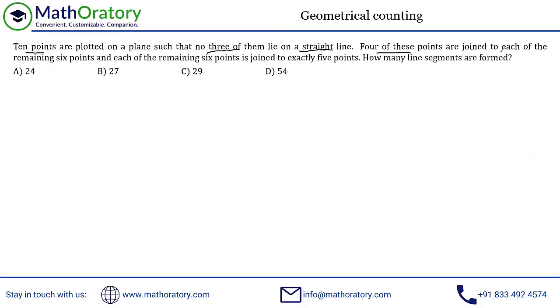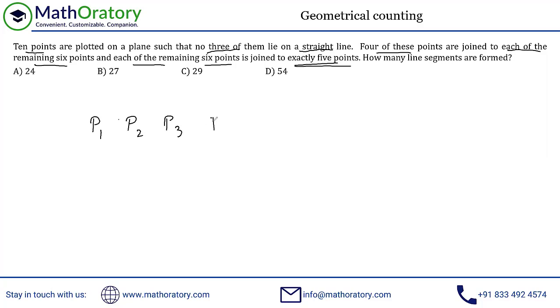4 of these points are joined to each of the remaining 6 points, and each of the remaining 6 points is joined to exactly 5 points. Now, this is very interesting. Think about the connection. How is this getting connected? So let's name the points in this way.